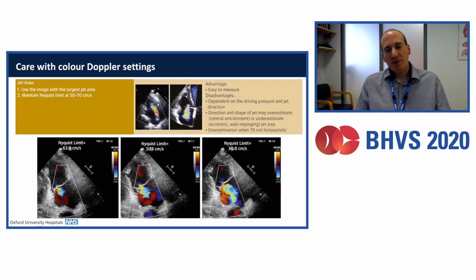A single measurement of jet area is another recognized technique, but it's highly dependent on the image you choose, and it's critically dependent on the Nyquist limit, as demonstrated down here, where for the same patient at high Nyquist limit we have mild by color. On the right here we have what you might call more moderate or perhaps severe. So again, be cautious using this technique in isolation. It's easy to get it wrong.